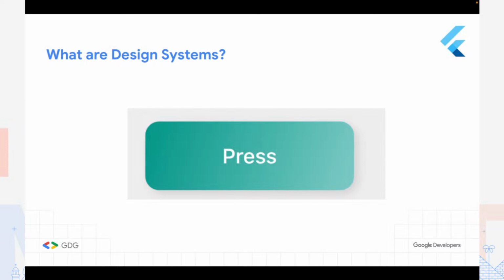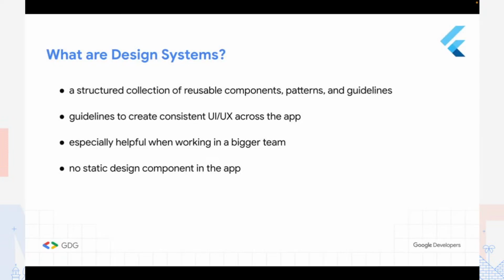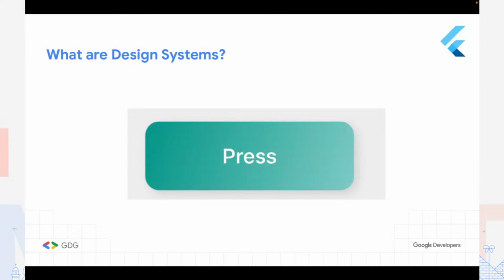Design systems ensure that when you use a component that will be later on used in some other part of the application, you can extract this component and make it a common variable and then use this variable in all the parts of the application. So if you haven't understood what it exactly means, design systems are a structured collection of reusable components. So what is the reusable component here? The button, patterns and guidelines.